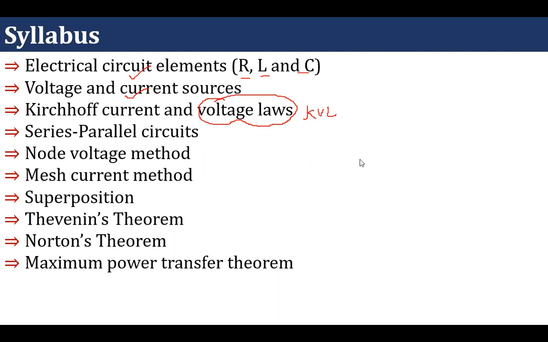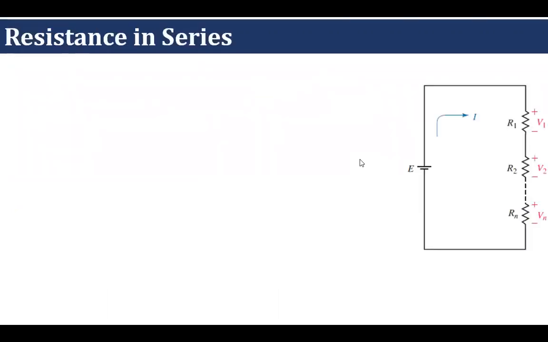In this lecture, we'll go through series circuit. That means we'll see how we can find out equivalent resistance when resistors are connected in series. So this is the circuit in which n number of resistors are connected in series. So why will I say that these resistors are connected in series?